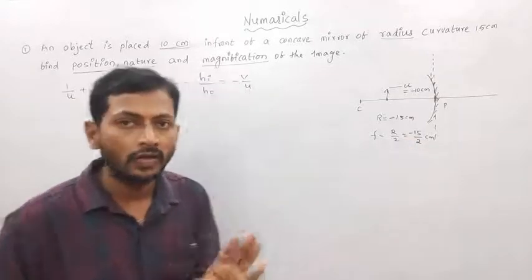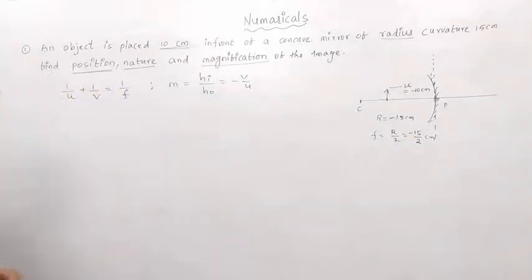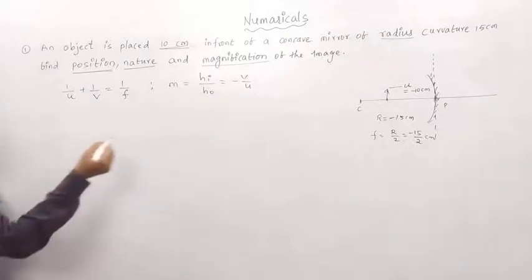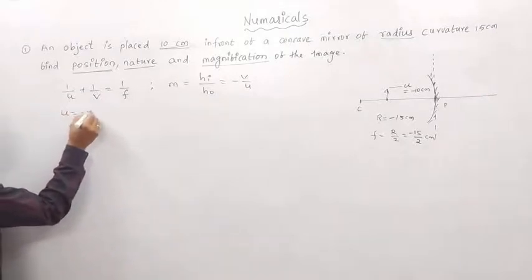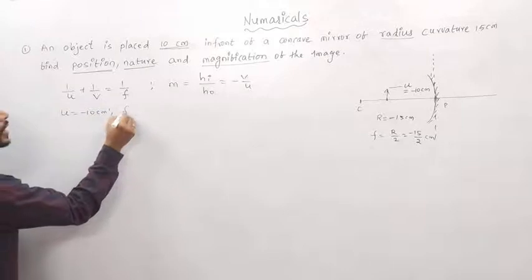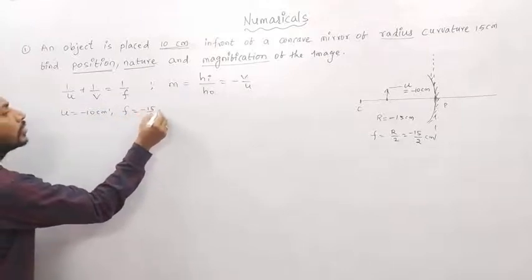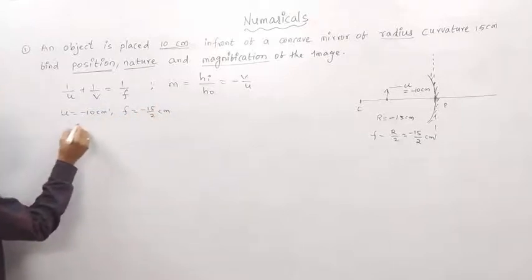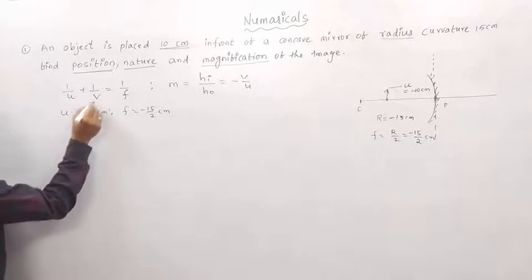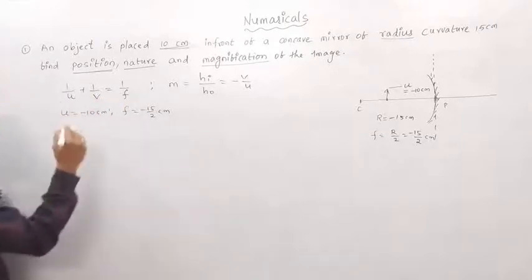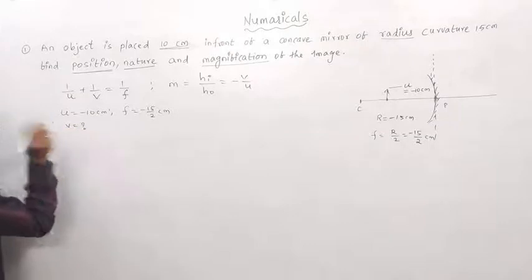Is it clear for you? Then once observe the formula. What is the information given to us? I am writing here: given u equals minus 10 centimeter, f equals minus 15 by 2 centimeter. Then he is asking for the position. Position means where the image is going to be formed. Then v equals question mark.